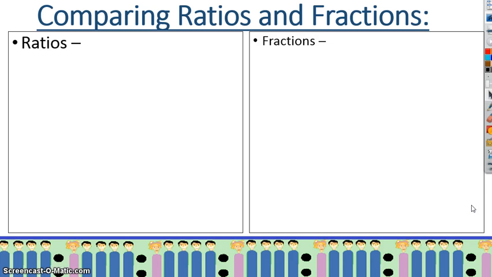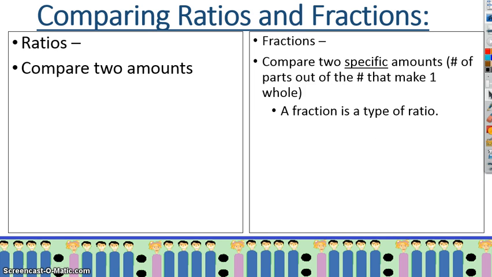So in our previous unit, we talked about fractions a lot. Fractions and ratios are very closely related. Remember, a ratio compares 2 amounts. Similarly, a fraction compares 2 amounts. It's just that it's 2 specific amounts, the number of parts that make 1 whole. A fraction is a type of ratio. So not only have you seen ratios in the past, you've worked with them. Fractions are a special type.